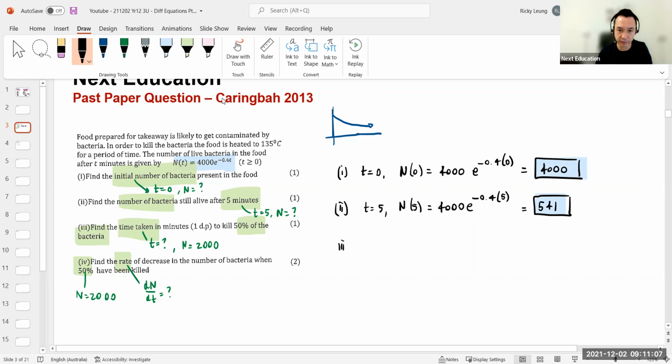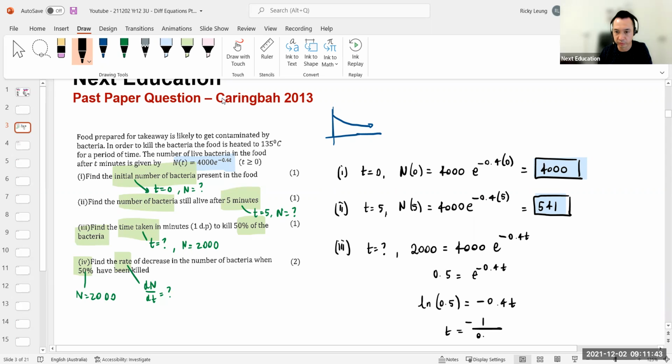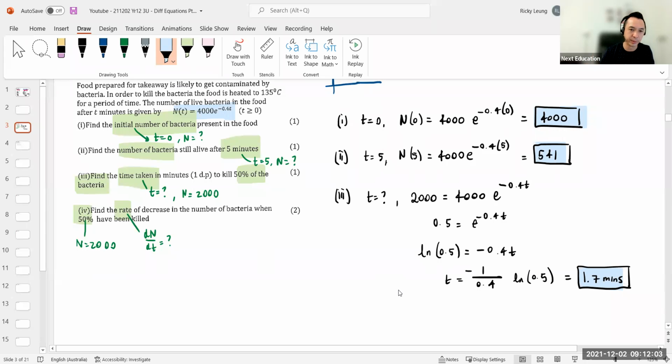And number three, the time taken. So this is t equals question mark when N is 2,000: 2,000 equals 4,000 e to the minus 0.4t. When you divide that, it's 0.5. Then you solve this exponential equation, taking the log of both sides, or ln: ln 0.5 equals negative 0.4t, and then make t the subject quite easily. So t equals ln 0.5 over negative 0.4. That's fine if it's negative, because when you take the log of a number less than one, that's negative as well. To one decimal place, you get 1.7 minutes. Hopefully that's okay. Pretty straightforward so far, nothing too challenging. Maybe save that in memory, because you might need it for part four.